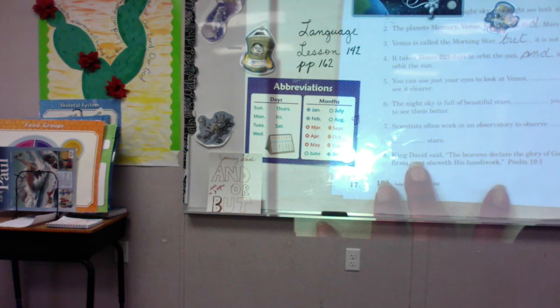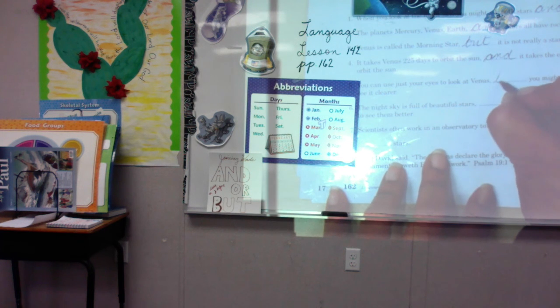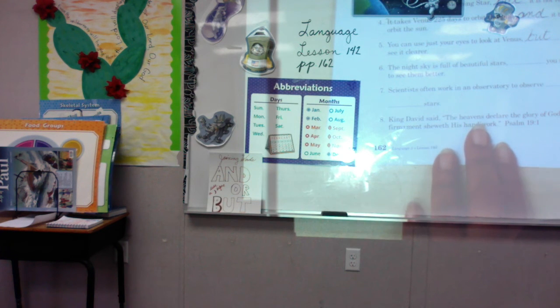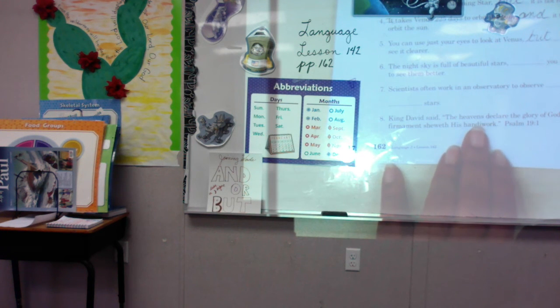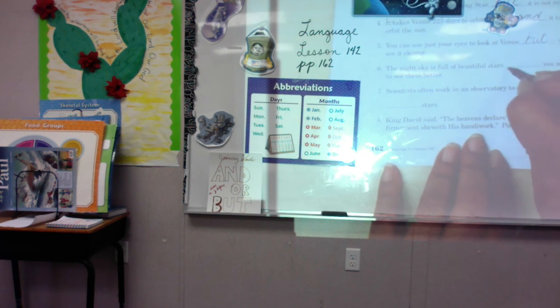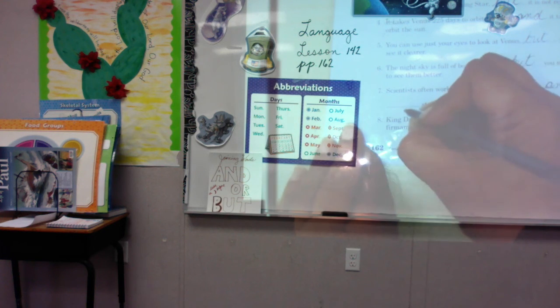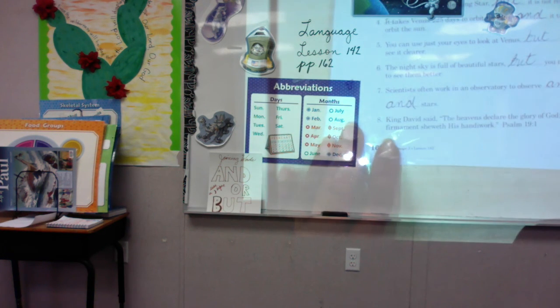It's not a consequence. You can use just your eyes to look at Venus. Or you might use a telescope to see it clearly. But the night sky is full of beautiful stars. Or you may have to find a dark place to see them better. But scientists often work in an observatory to observe and study the planets and stars.